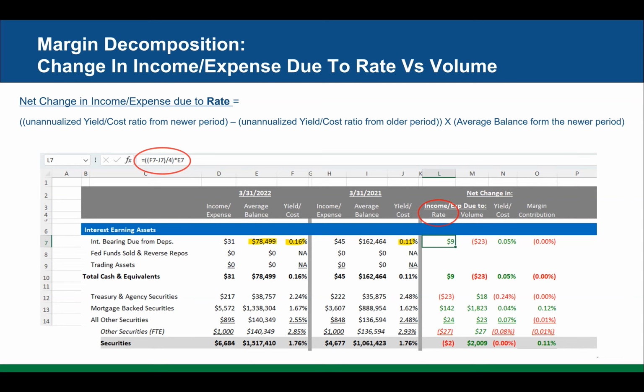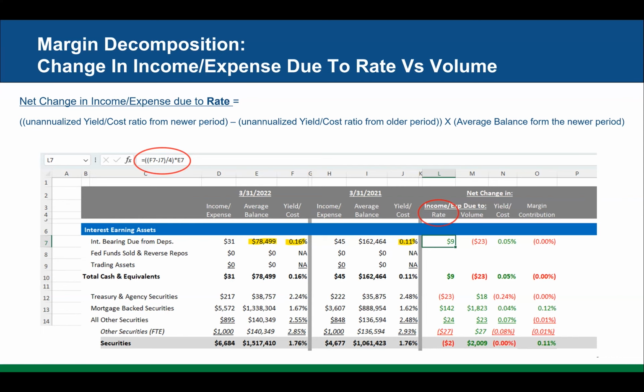So in the first quarter of 2 years, or I guess this is 2 years ago, you had $45,000 in income. And then the following year, you only had $31,000 in income from that asset class. And so it decreased $14,000 net. There, due to rate, it actually increased, because your yield went from 11 basis points to 16 basis points. And so you had a $9,000 relative increase due to your increase in yield.